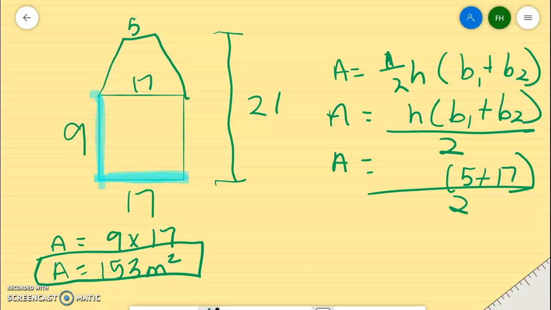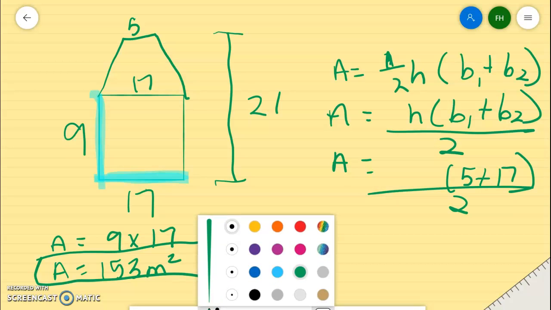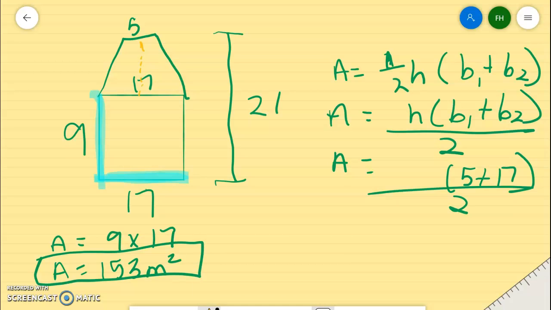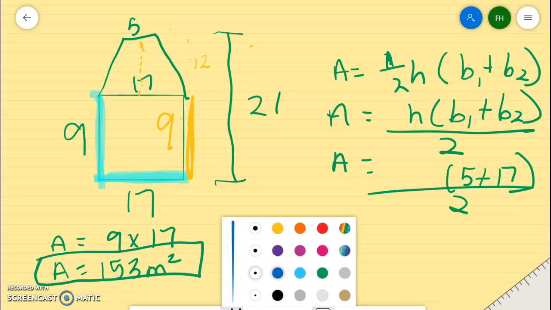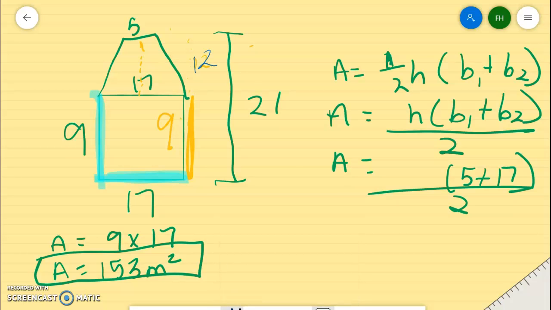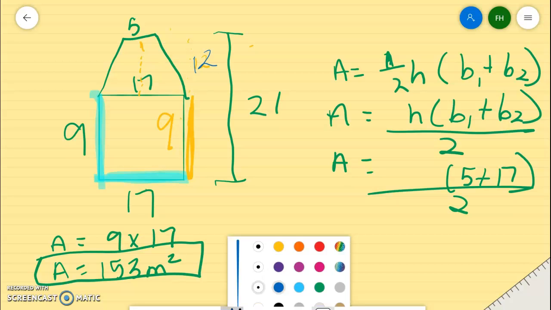But what's the height? We need to know how tall it is from here to here. Well, we know from here to here is 9. And we know 9 plus what would give you 21. Well, from here to here has to be 12, because 9 plus 12 would be 21. So the height is 12.